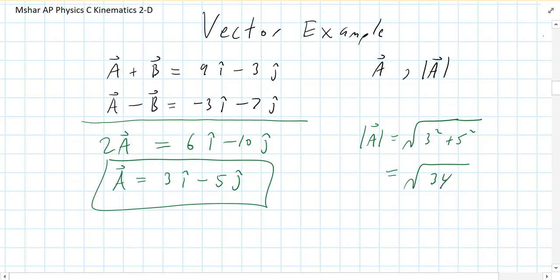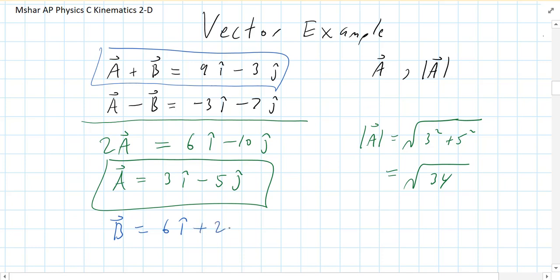Okay, and also you can go back and find B if you wanted to. So like I know A plus B, I'll use the first equation up here. A plus B is 9 minus 3. So if A is 3 in the i hat direction, B must be 6 i hat. And if A is negative 5 and A plus B is negative 3, then B must be 2 in the j hat. So just double check. 3 plus 6 is 9, and negative 5 plus 2 is negative 3. So there would be B if you wanted that.